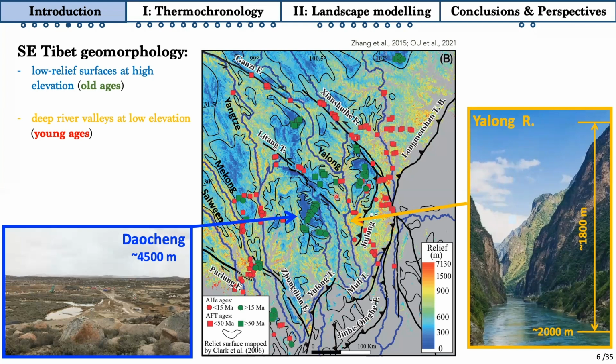The low temperature thermochronology, a method that I will present to you a little bit later, shows that we have very old ages, marked in green here, on the low relief surfaces, which means there has been no exhumation or very little erosion since at least the India-Asia collision. And we also see very strong incision in the river valleys across the whole Tibetan plateau, in Southeast Tibet, like in the Yalong River, the Salween, and the Mekong rivers, or even in the Yangtze River here.